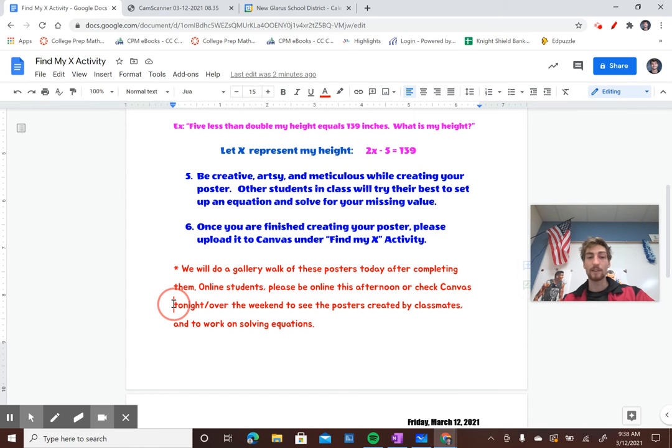All right, and so this may be posted around 1 p.m. or even 2 p.m. depending on how long it takes them. And so you're going to want to check back in this afternoon or tonight or even over the weekend. And so once you're finished creating your poster, please upload it to Canvas under Find My X activity. All right.